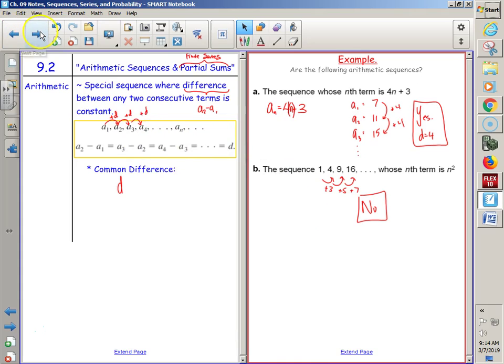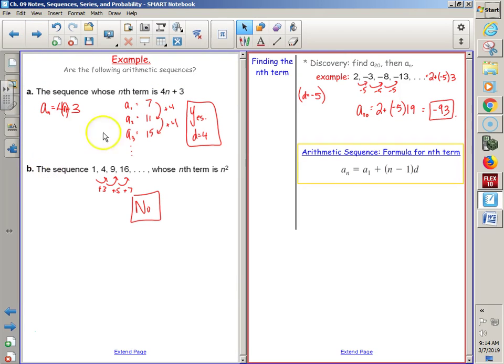So we did a lot of different things yesterday. We figured out how to work with common differences, how to get to equations to find a sub n. What's a sub n again? It's a formula for the nth term. Good. So jumping to the 10th or the 20th or the 50th spot.